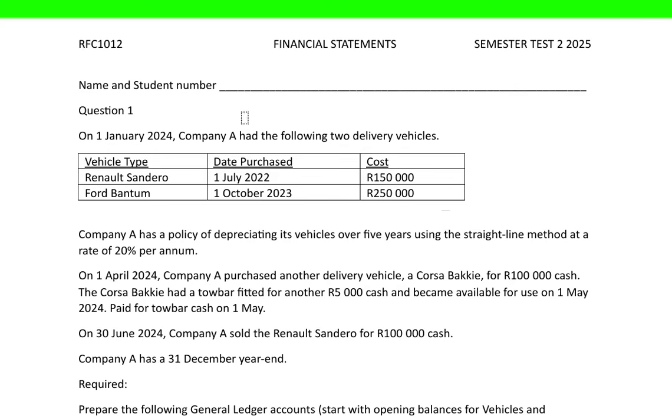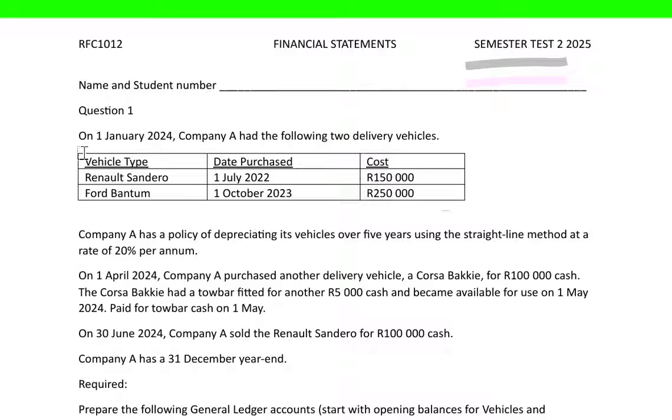For my NMU students, I'm just going to run through test 2. I'm going to go through test 2 with you on asset disposal. It's good revision for asset disposal, and it's also relatively fresh in your mind.